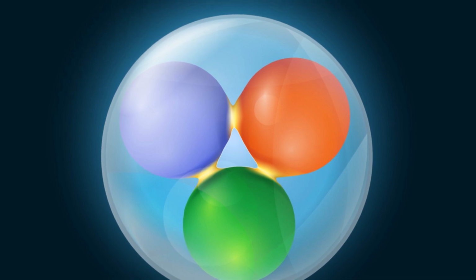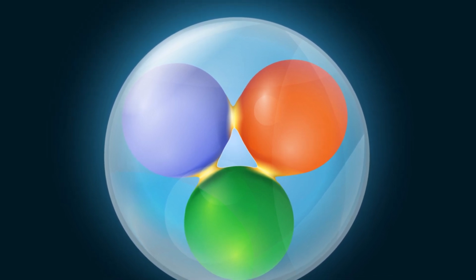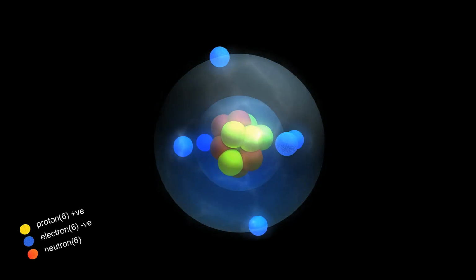Neutrons, on the other hand, carry no charge, making them electrically neutral. Together, protons and neutrons give an atom its mass.